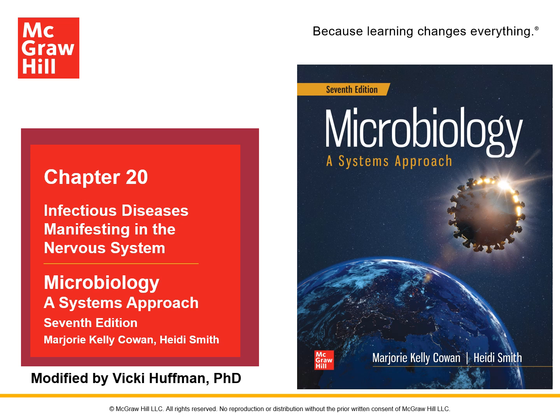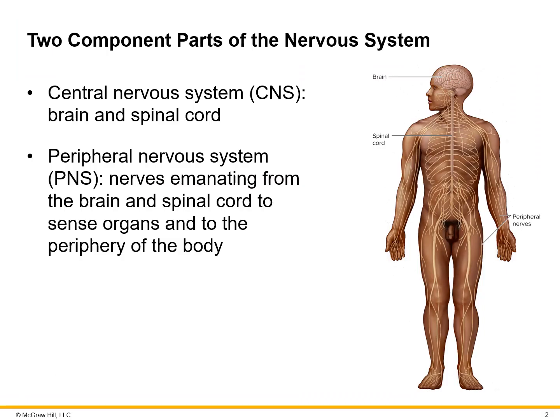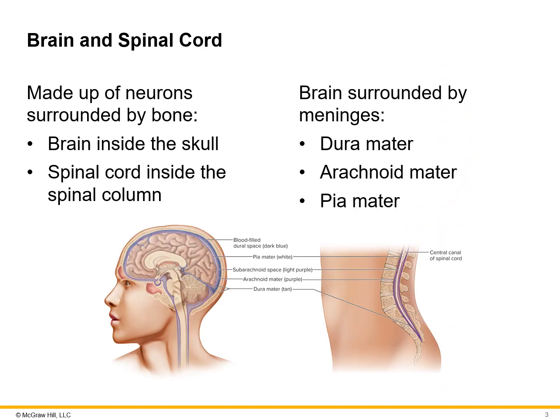Here in chapter 20, starting with our infectious diseases of the nervous system, looking first at the barriers and the defense within the nervous system. So the nervous system has two main parts. It has the central nervous system, which is the brain and the spinal cord, and then it also has the peripheral, which is essentially the nerves that extend from the brain and spinal cord.